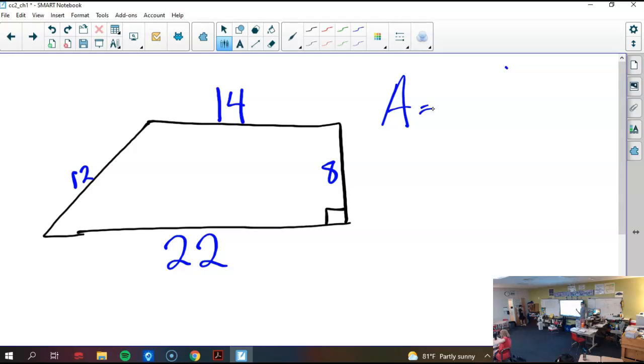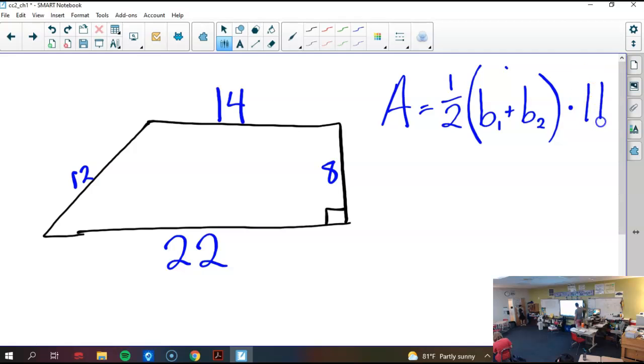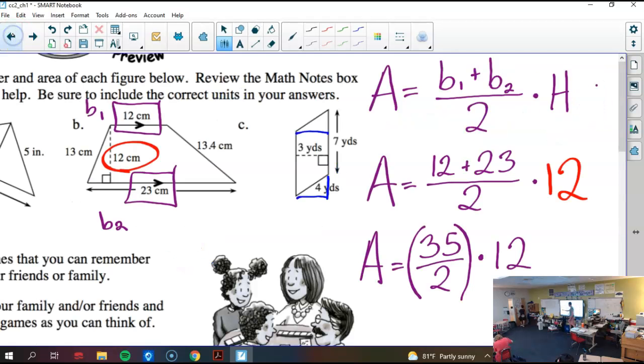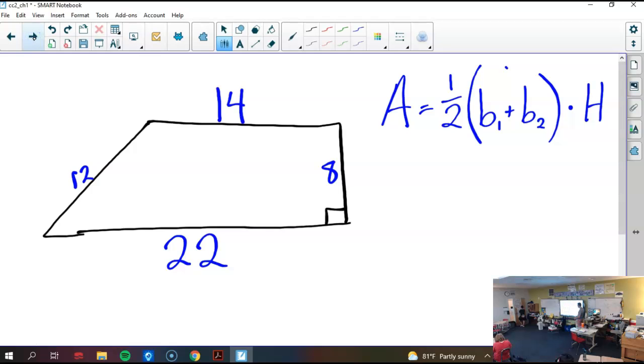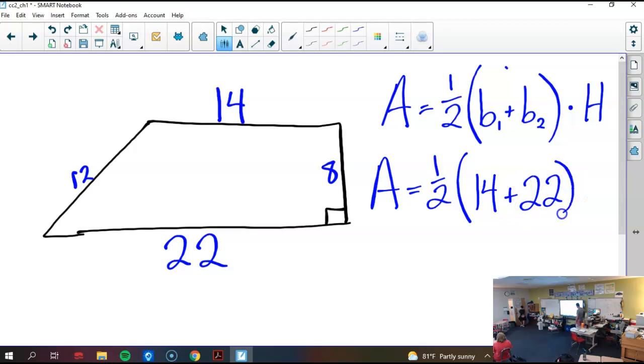I'm going to write the other way of doing the formula, because if I'm making a video, I might as well do both ways. The other way you'll see the formula is 1/2 of B1 plus B2, then times H, which, guys, multiplying by half and dividing by 2 are the same. Right? Division by 2 and multiplication by half are the same. So now, base 1, I like to use the littler number. Doesn't really matter. So 14 plus 22. My height is the straight up and down one, so the 8.